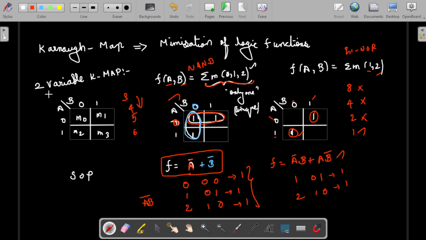We have discussed the two variable K-map in detail in this video. In the next video, we will be discussing the 3 variable K-maps in detail. I hope this is very informative for you guys.